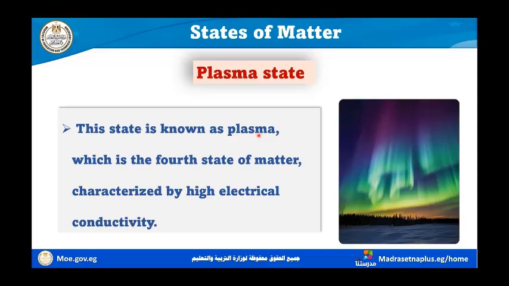So this is the state of the ionization phenomenon, and it is known as plasma. Plasma is the fourth state of matter. This state is characterized by high electrical conductivity, and we are going to observe this plasma state at the poles in a phenomenon called the aurora, as we are going to explain.